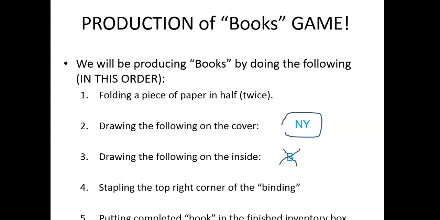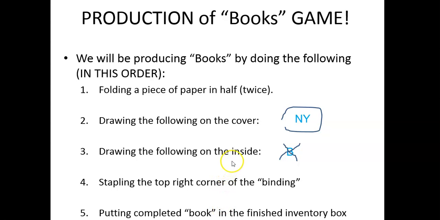And what we're going to see is how many books we can produce. We're going to put the books, when we're done, in the finished goods inventory.